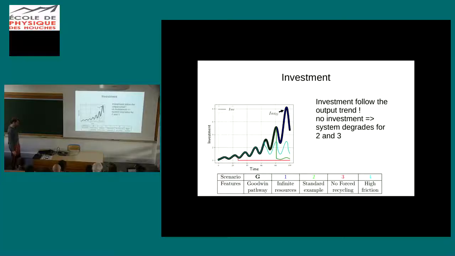If we look at the investment, what happens here is that we always have the same typical shape for the G and infinite resources case. What is important here is that if we do not have investment, then the system degrades because there is a natural degradation of the capital and of the friction in the system. So we need investment. For example, in the case where there is no forced recycling, we are not able to have any investment, so the system will decrease, and in fact, it's the death of the economic system.